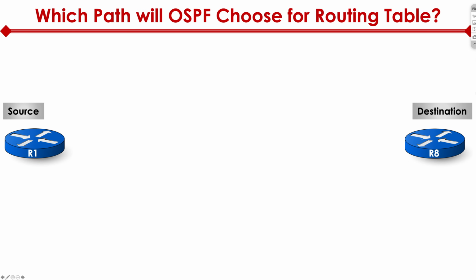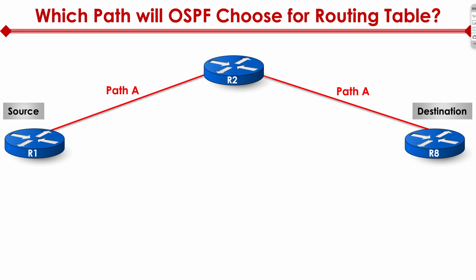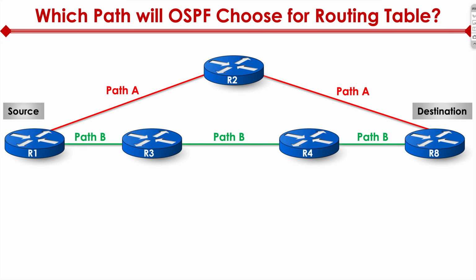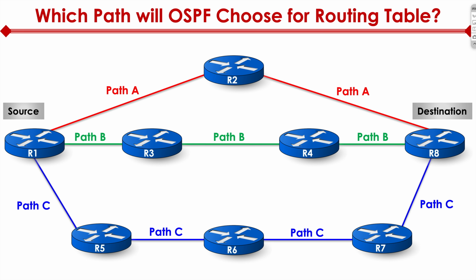Now here, let's quickly take a look at which path OSPF will choose to install in the routing table. We have the source on the left, router 1. We have the destination to the right, router 8. Path A has only one hop in the middle, only one additional router. We have path B in green, and we have 2 routers in the middle, or 2 additional hops. And we have path C that has 3 additional hops to get to the destination. Which path do you think OSPF will take?